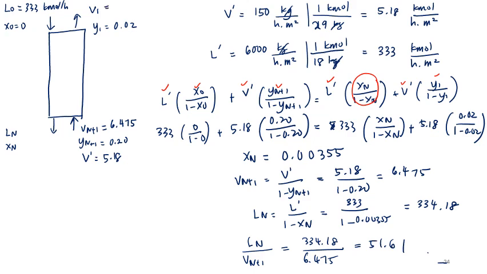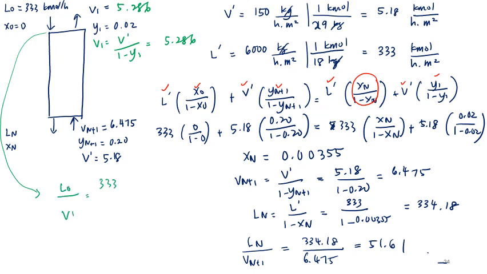So V1 equals V prime over 1 minus y1 equals 5.286. So you have 5.286. So your slope of the operating line at the top of the column is L naught over V1 equals 333 over 5.286, which is 62.997. So what do you say?